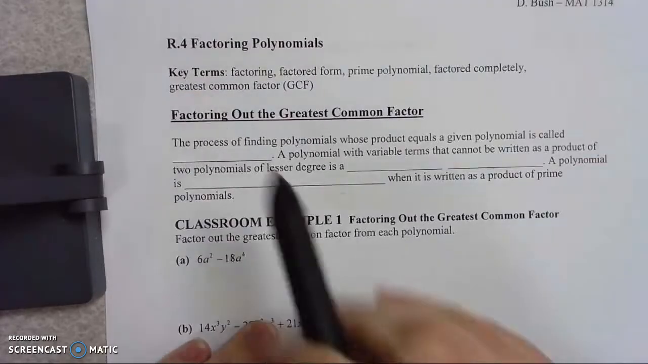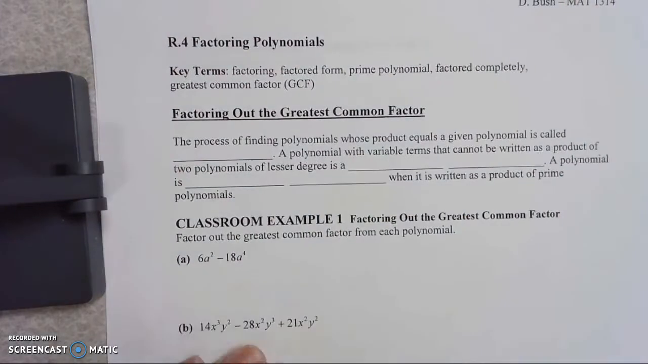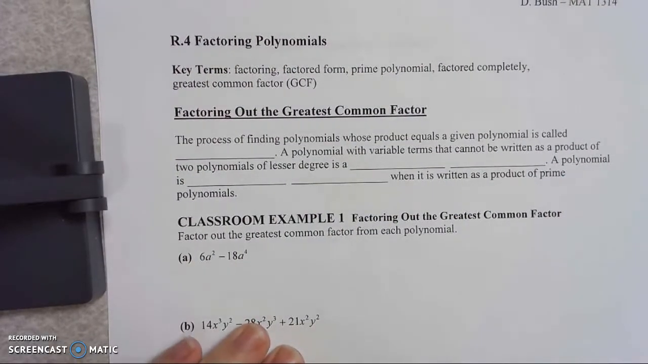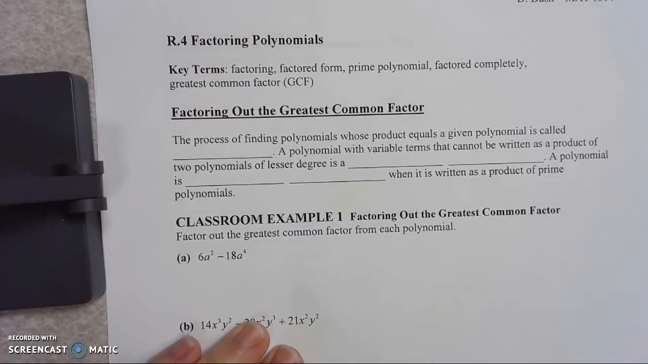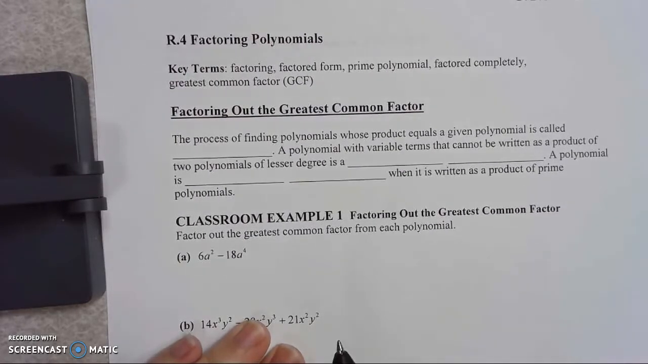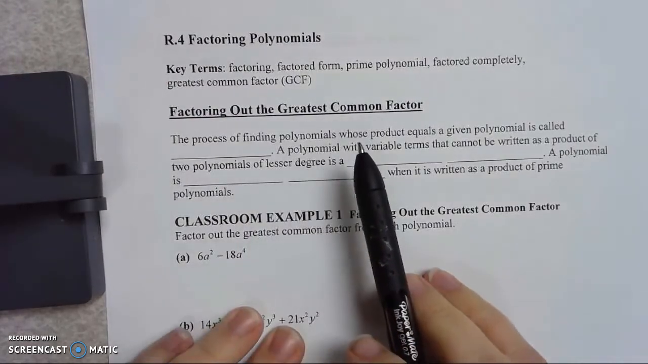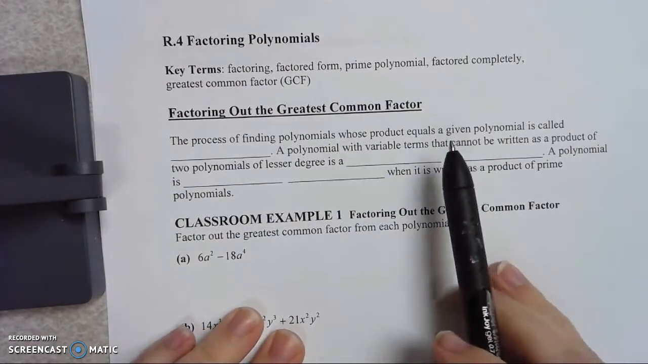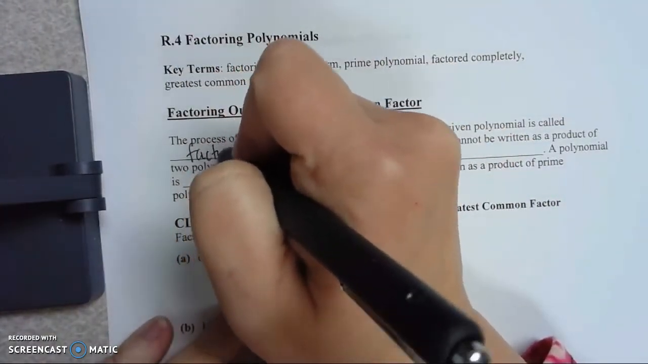This video will cover section R.4, and this section is on factoring polynomials. Now when you're factoring polynomials, one of the first things you want to do is look for the greatest common factor. And the process of finding polynomials whose product equals a given polynomial is called factoring.